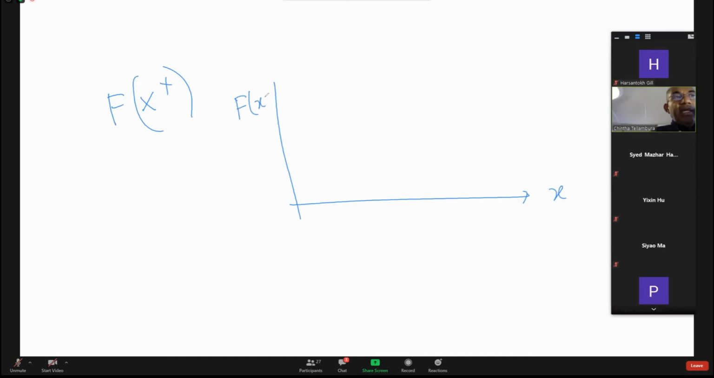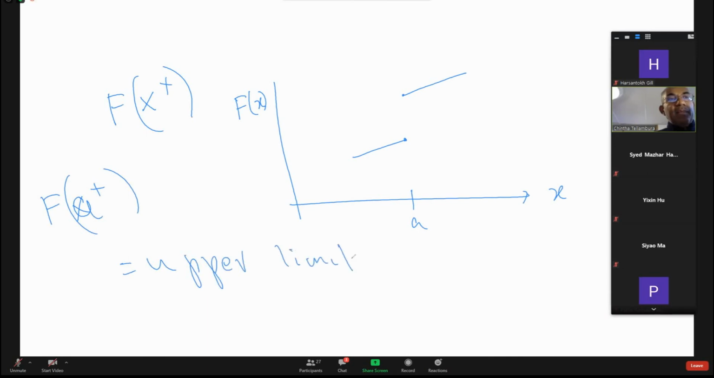Okay, so this is my x. Sometimes at a particular point, let's say A, my function has a left limit and a right limit, so the lower and upper limit. So A plus, f of A plus, is the upper limit of f at x equal to A. That's my informal notation. Some other books may have different notations.